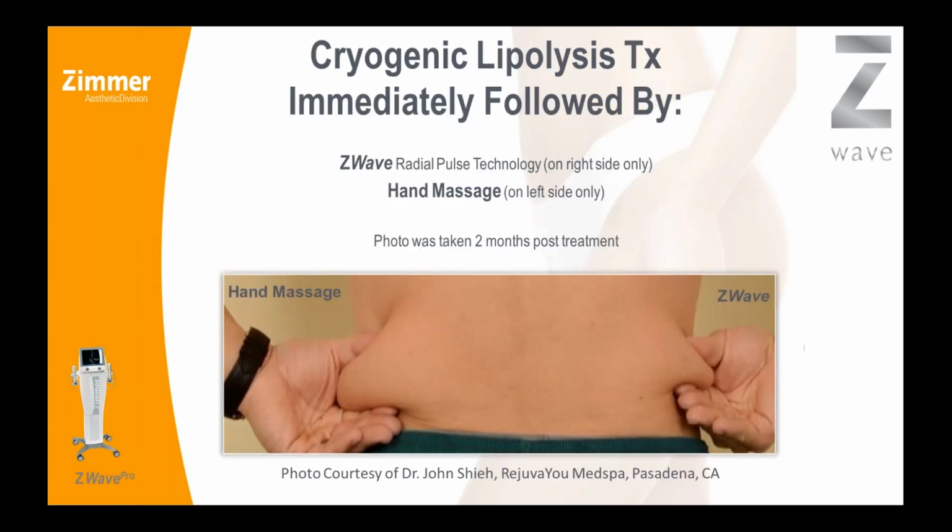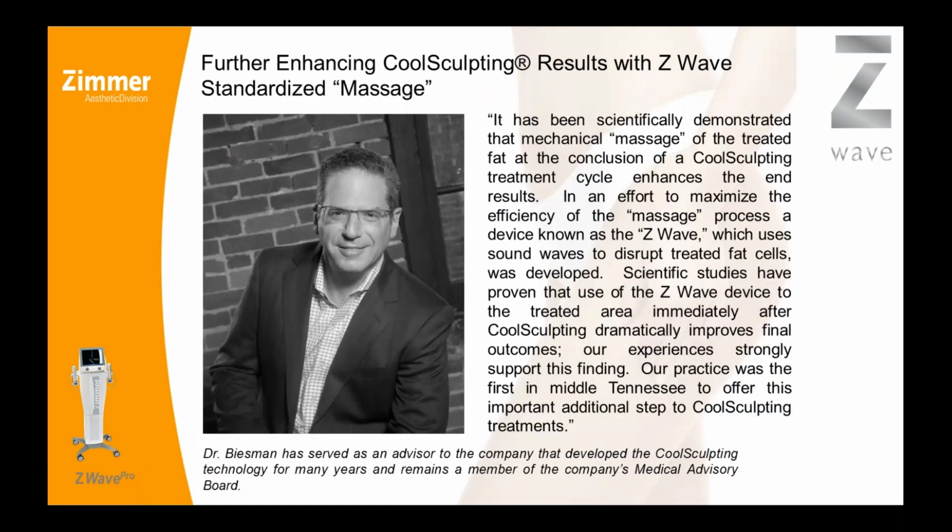Good pictures. And now let's talk about using our Z-Wave as a massage treatment immediately post CoolSculpting. So the love handles in this photo were treated with CoolSculpting, and on the left side, a hand massage was delivered, and on the right, a massage was given using the Z-Wave technology. You can see the huge difference in the less amount of fat remaining on that right side. And you all, this is why I love the Z-Wave and get such amazing results with most all of my patients with their CoolSculpting treatments. Huge enhancement to the results with CoolSculpting.